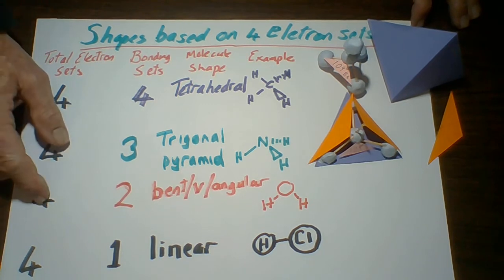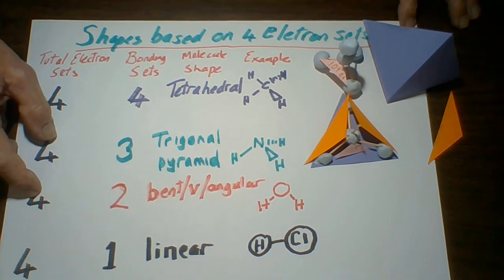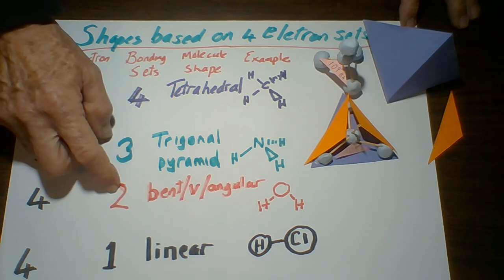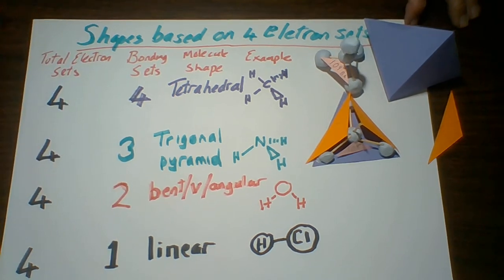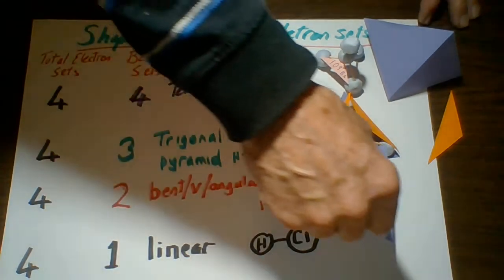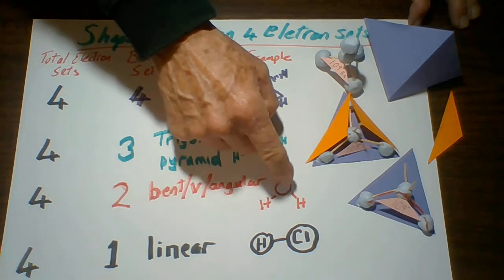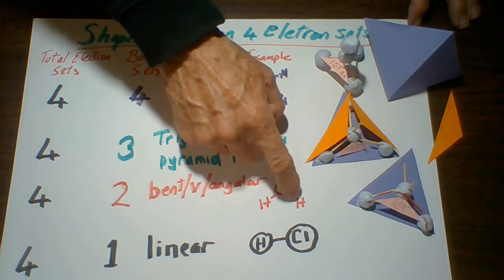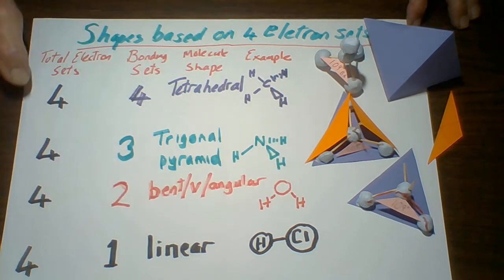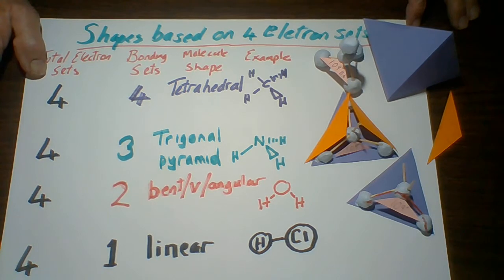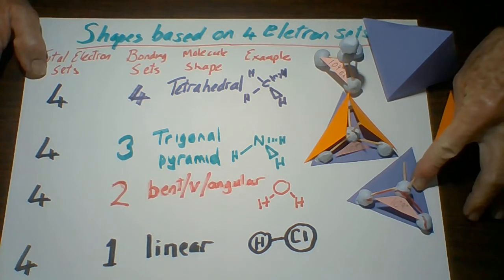The next shape with 4 electron sets, but only 2 bonding, would be a bent shape. And our prize example of a bent molecule, of course, is a water molecule. And again, you don't see the 2 lone pairs sitting out there pushing those 2 bonding pairs down, making a little bent water molecule. If those lone pairs suddenly disappeared, it'd suddenly be a linear molecule. We would no longer exist, and neither would the oceans. Funny, that little kink makes such a difference to our world.